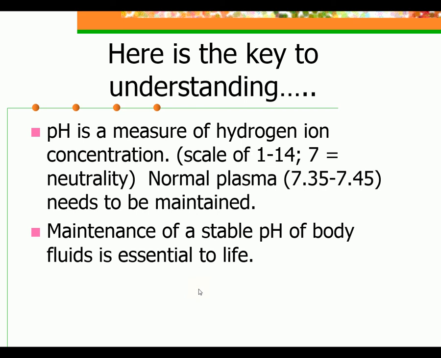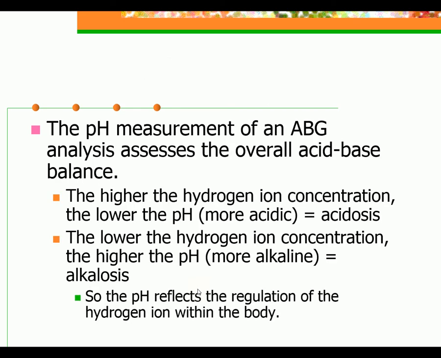So that kind of will help you here in a little bit when we get to talking about the imbalances. So the pH measurement in an ABG analysis assesses the overall acid-base balance. The higher the hydrogen ion concentration, remember hydrogen ions are acids, the lower the pH because it becomes more acidic or acidotic. Because on a scale, the more acidic something is, the lower the pH. The lower the hydrogen ion concentration, in other words, the less acid you have, the higher the pH or the more alkaline. That's just basic chemistry, alkalosis. So the pH reflects the regulation of hydrogen ions within the whole body. Okay? Remember, hydrogen ions are the acid element in a solution.